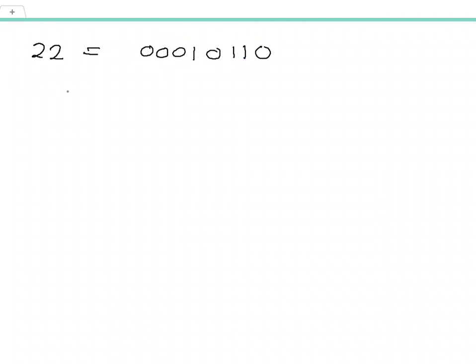Okay, 22. This is a positive number, positive 22. How to get negative 22? To get negative 22, first you have to inverse all bits from this. 0 becomes 1, 1 becomes 0, 0 becomes 1, 1 becomes 0. And then this one is 1.